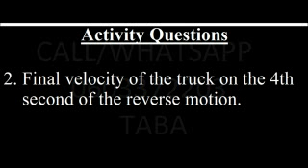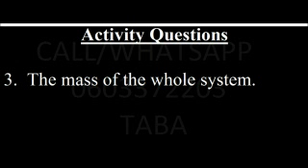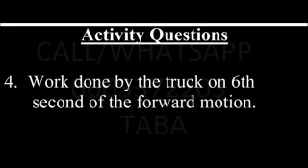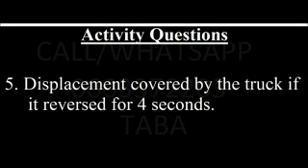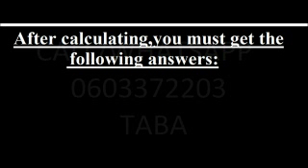during the reverse motion. The third item to calculate is the weight of the whole system. It means the weight is the sum of the weight of the truck and the weight of the coal. And the fourth one is the work done by the truck on the 6th second of the forward motion. And the 5th item is the displacement covered by the truck when it reverses for 4 seconds. Those are the items that you should calculate.